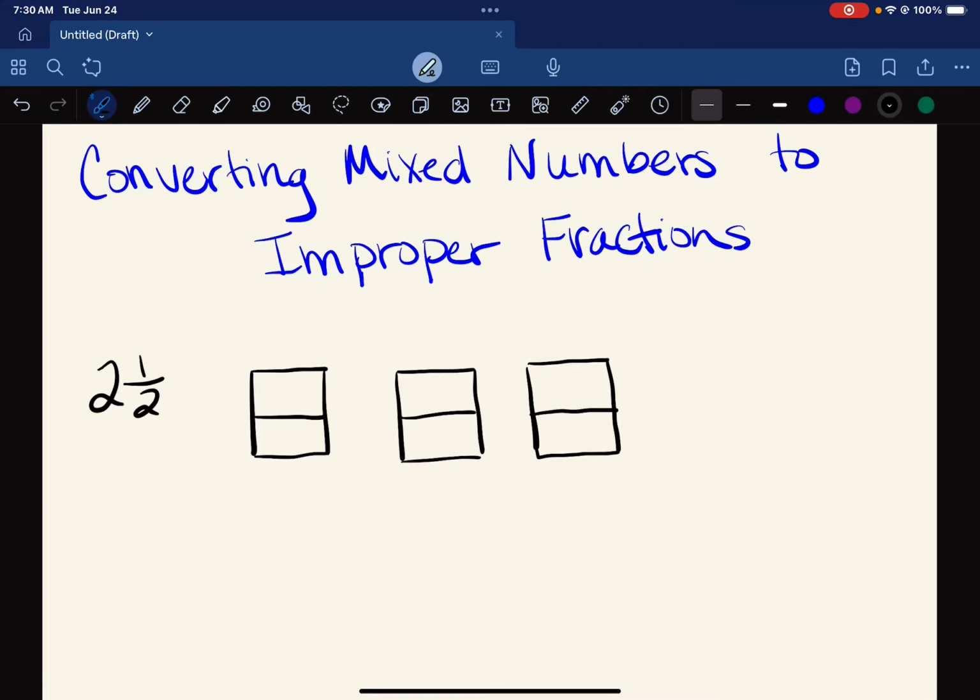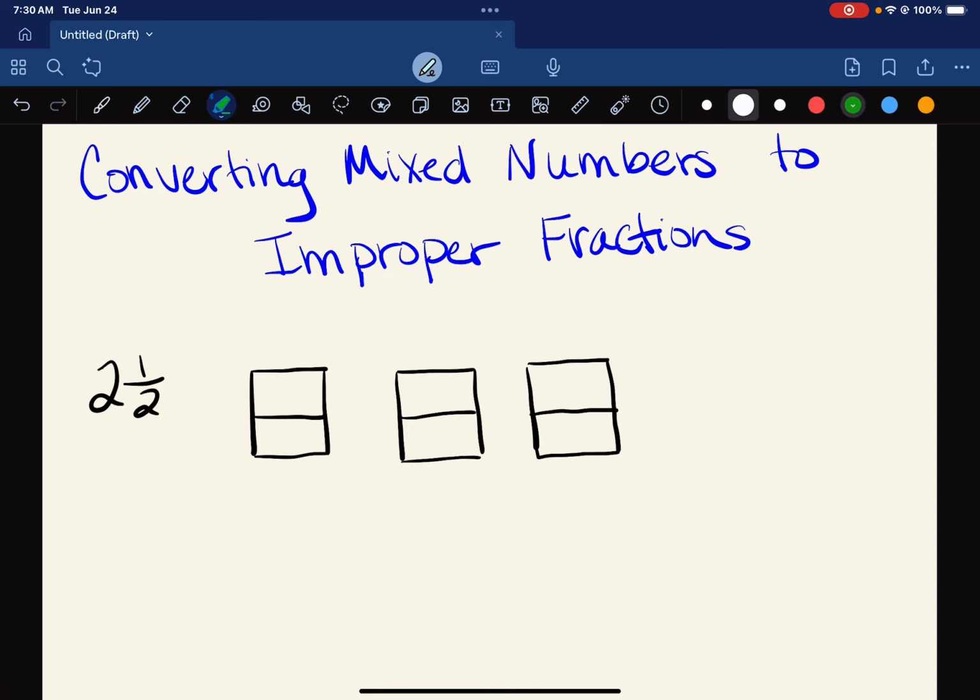For this video, we are going to convert mixed numbers to improper fractions. What's a mixed number? It's just a number that has a whole number, right here is the 2, and a fraction, the 1/2. So what does that look like geometrically?